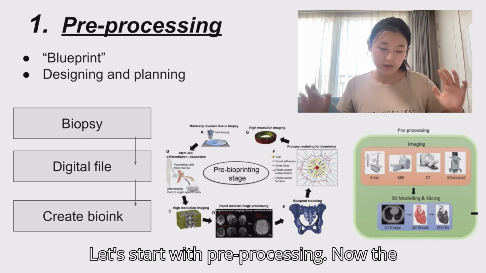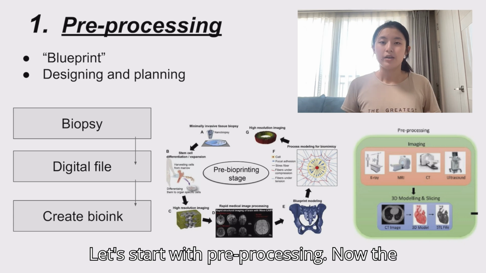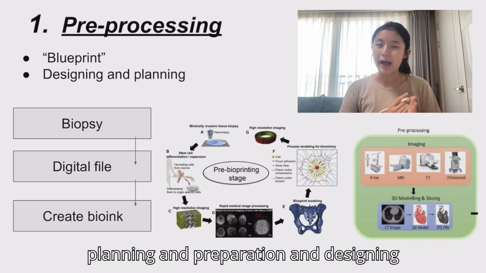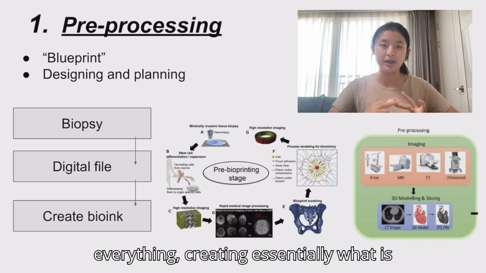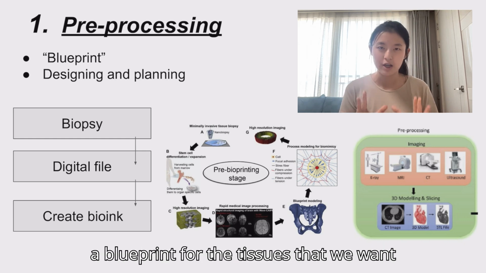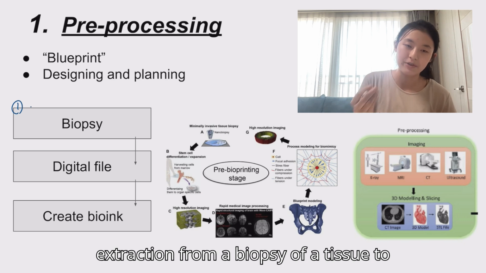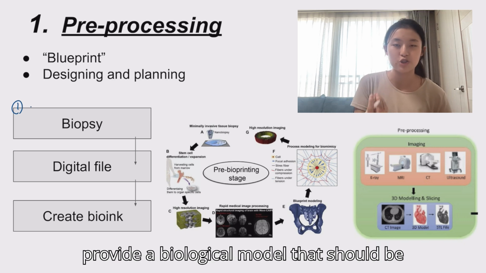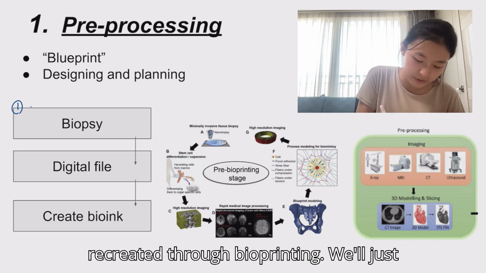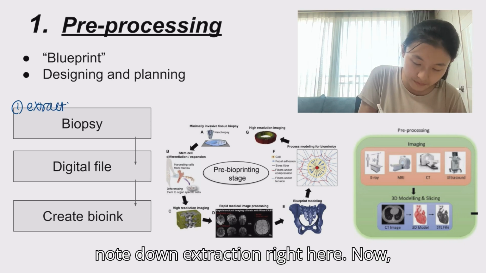Okay, let's start with pre-processing. Now, the pre-processing phase is all about planning and preparation and designing everything, creating essentially a blueprint for the tissues that we want to print. Now, it begins with an extraction from a biopsy of a tissue to provide a biological model that should be recreated through bioprinting. Let's just note down extraction right here.